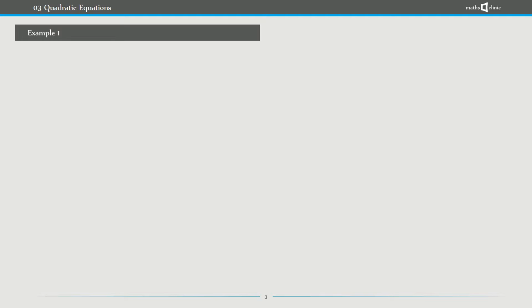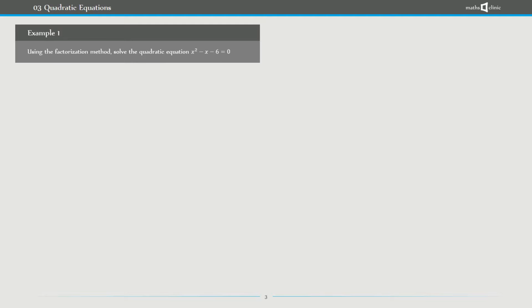Now, example 1. Using the factorization method, solve the quadratic equation x squared minus x minus 6 equals 0. Okay, so we're going to break this down using 6 short, simple steps. Now step 1. The first thing we want to do is multiply the first term x squared and the last term minus 6.